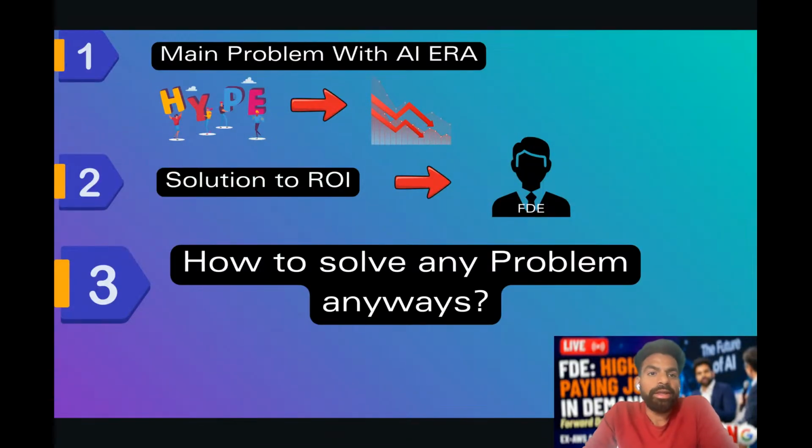So, summarizing, we know what the main problem with the AI era is. Now we know what the solution is. The solution is FDE. Let's start with understanding how to solve any problem, anyways.